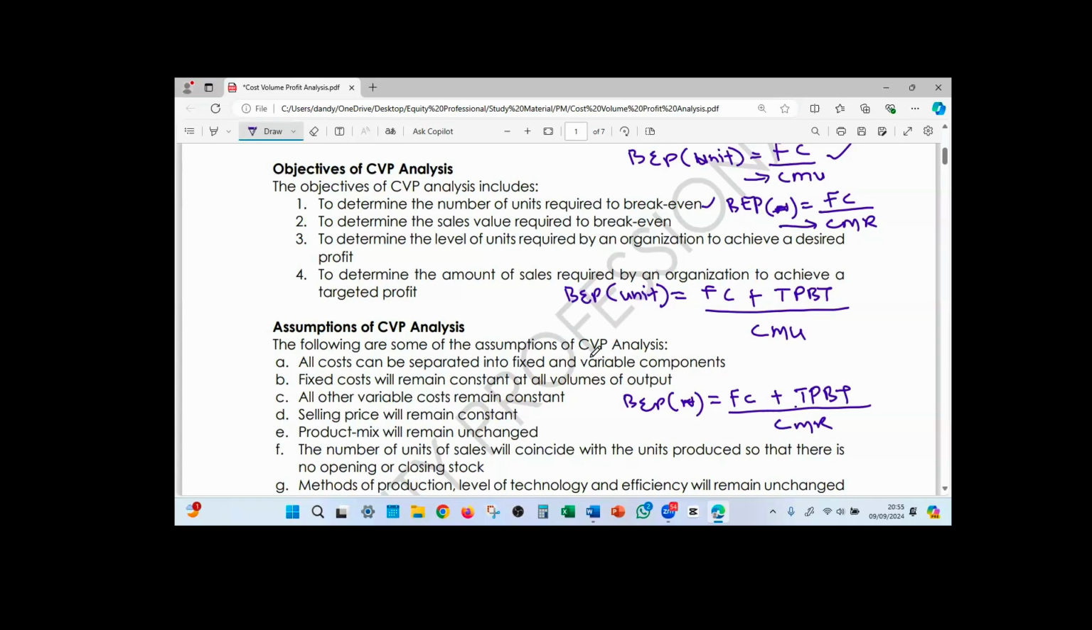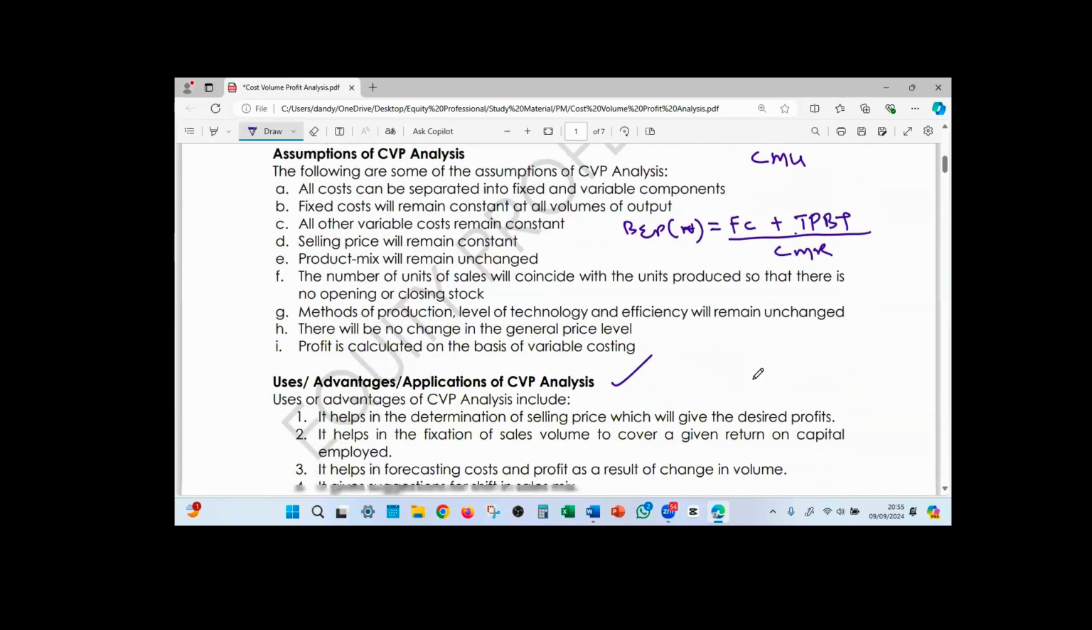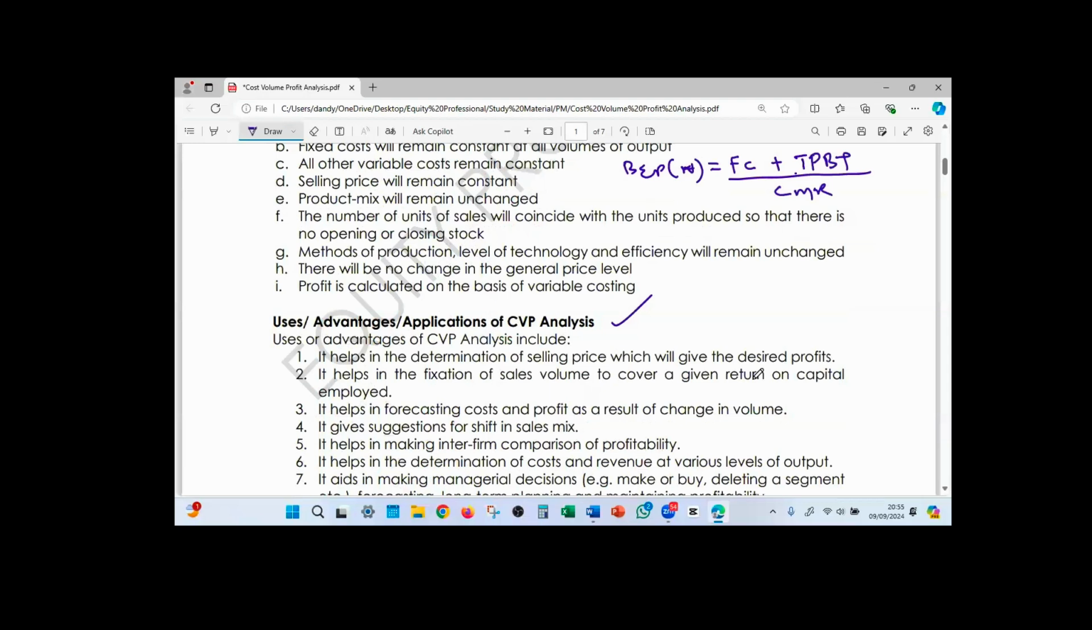Therefore, when you're asked to determine the number of units to achieve a targeted profit after tax of so much, the formula that you are going to use would be: break-even point in units equals fixed cost plus, because the examiner has given me profit after tax, you don't use profit after tax to calculate break-even point. The targeted profit must be profit before tax.